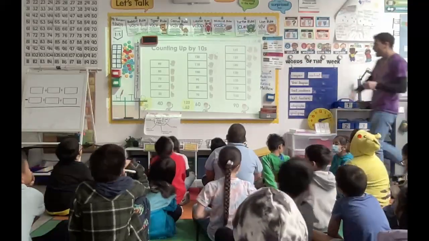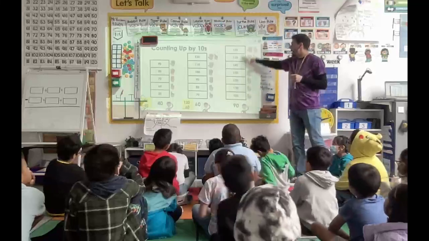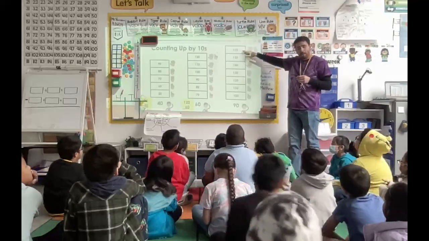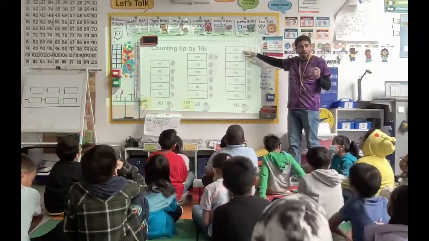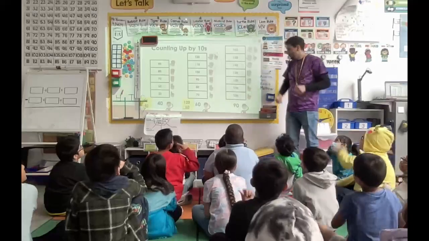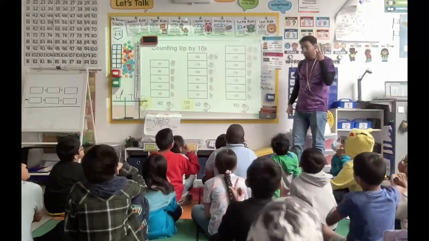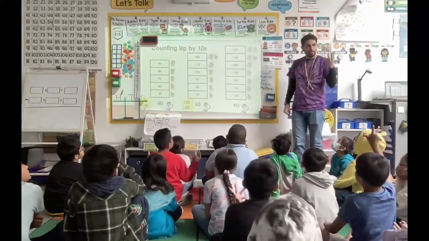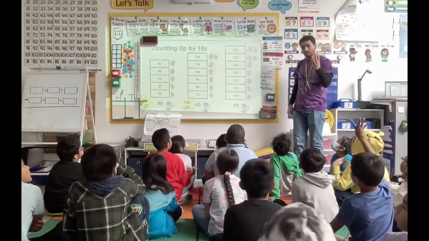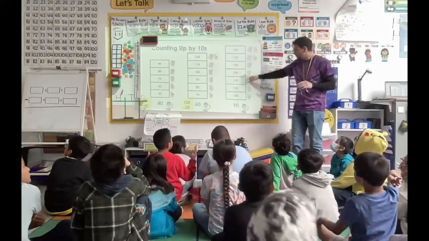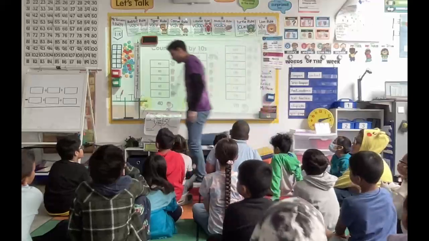Next one. Let's say I'm at 90 and I want to count up to 160. Get ready. It's a big number. Ready, go. 90, 100, 110, 120, 140. Pause. I heard someone skip this.